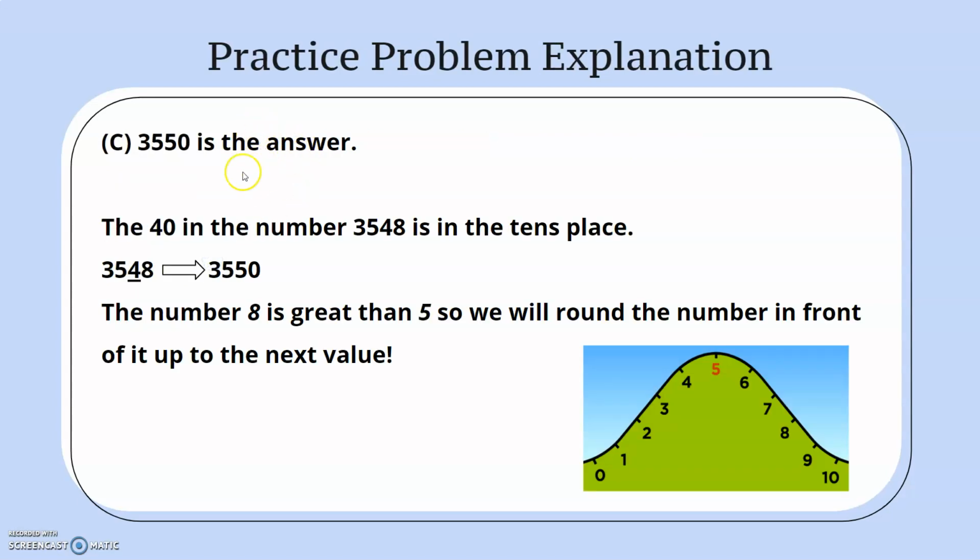So let's look at the explanation. We see that C, 3,550 is the correct answer. Since we're rounding to the tens place, the 4 is in the tens place, so we'll be looking at that digit. We'll be rounding up or down. Then looking at the next digit, it's an 8. Since 8 is greater than 5, we'll be rounding up. So 3,548 is rounded up to 3,550 because we're only looking at the tens place, which is the 4. Since the number 8 is greater than 5, we'll round the number in front of it up to the next value. So that's why you see 4 goes to 5.